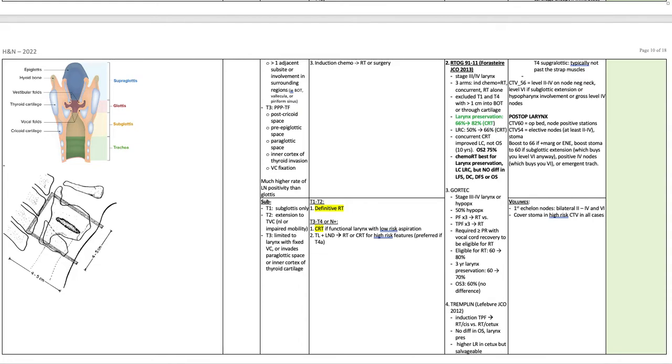The TREMPLIN study, Lefebvre, JCO 2012, looking at induction TPF followed by cisplatin radiation versus cetuximab radiation. No difference in overall survival, larynx preservation. Higher local recurrence in cetuximab, but salvageable.